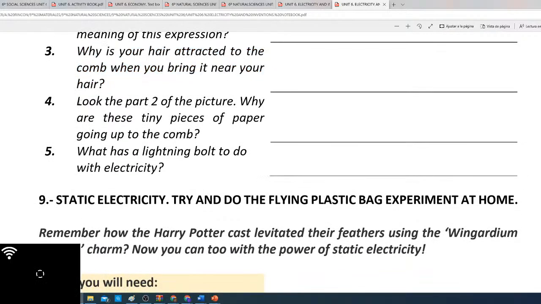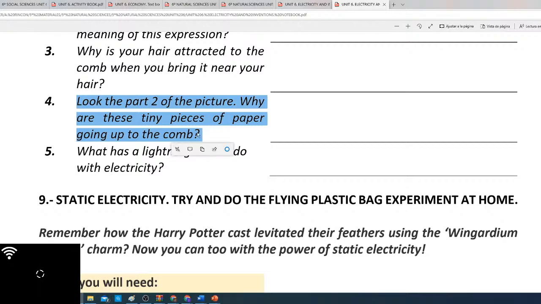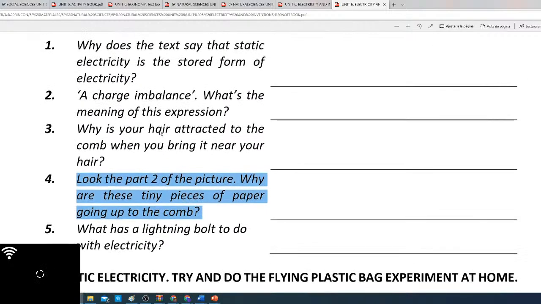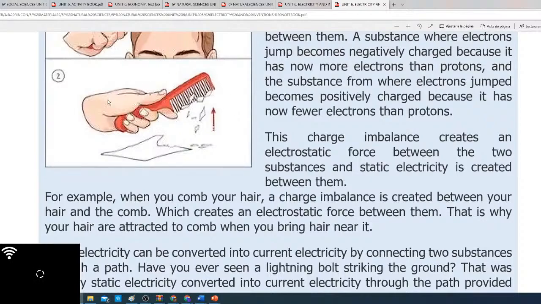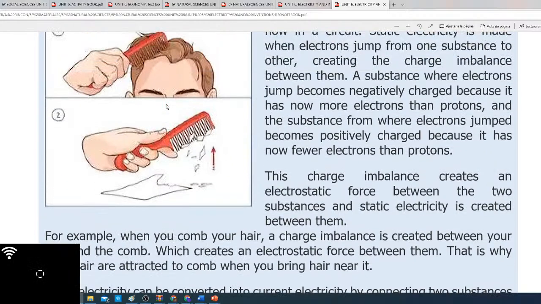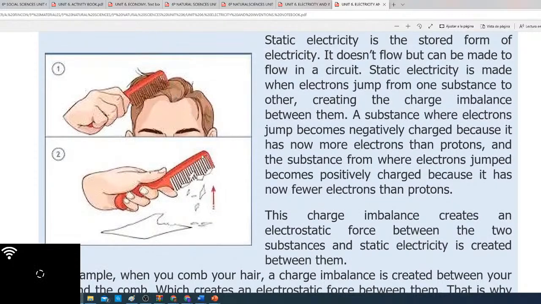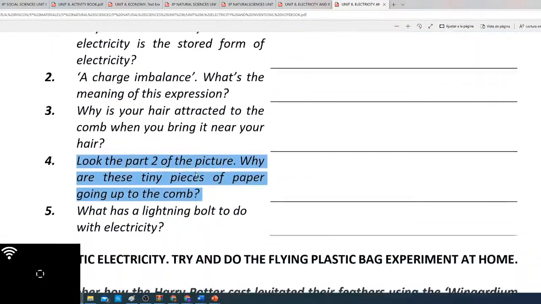Now look at part 2 of the picture. Why are these tiny pieces of paper going up to the comb, jumping up? Can you see here? You remember the last demonstration in the video clip? The reason is because this comb, after having combed this hair, is positively or negatively charged, and that's the reason why these tiny pieces of paper are attracted to the comb. Good, very good.